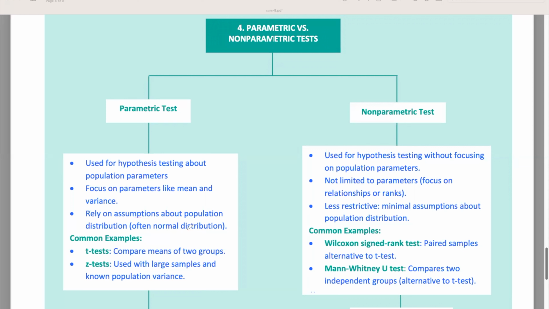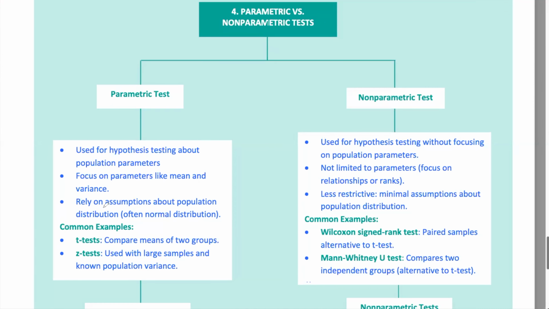These tests rely on specific assumptions about the distribution of the population. For instance, they often assume that the population follows a normal distribution. Some common examples of parametric tests include t-tests and z-tests. T-tests are used to compare the means of two groups. Z-tests are used when the sample size is large and the population variance is known.